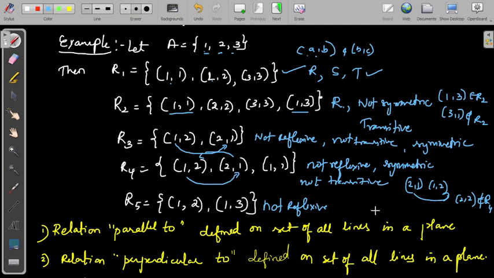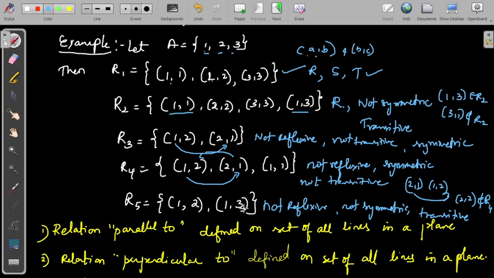Then here it is not symmetric also, because the reverse ordered pair is not there, but it is transitive. That is because you have to check it. 1 comma 2. Is there any ordered pair starting with the 2? No. If you have ordered pairs of the form A, B, B, C, then only check for AC. Otherwise, don't go for checking for AC, because you can't find it, because it is already transitive.